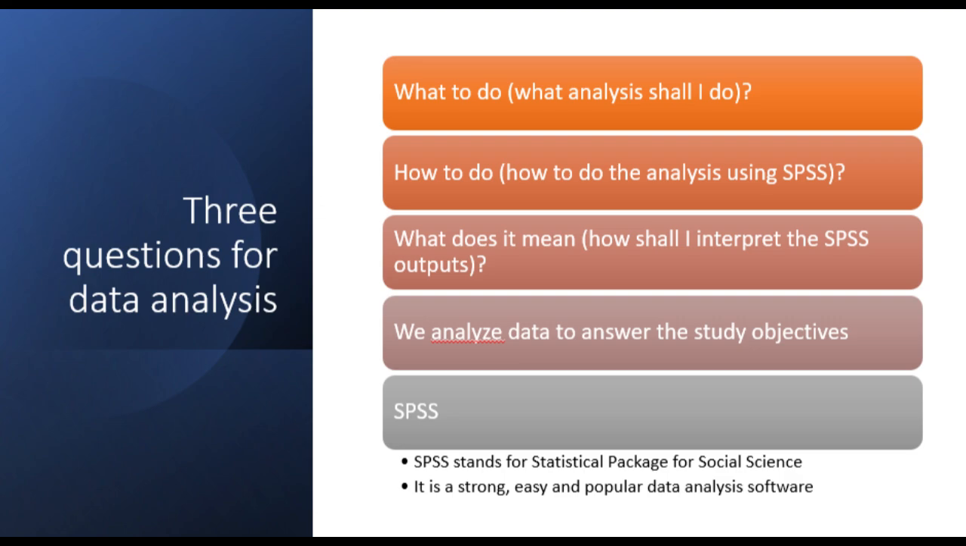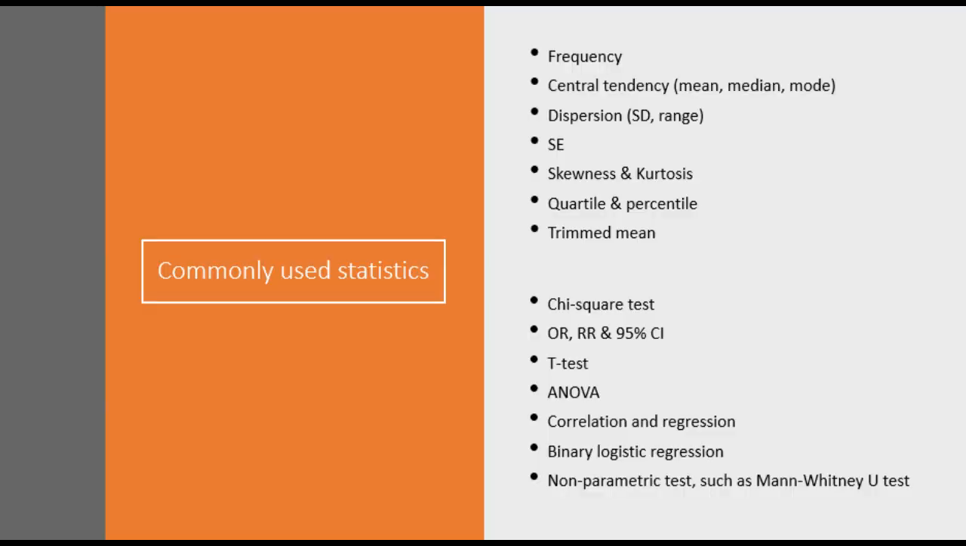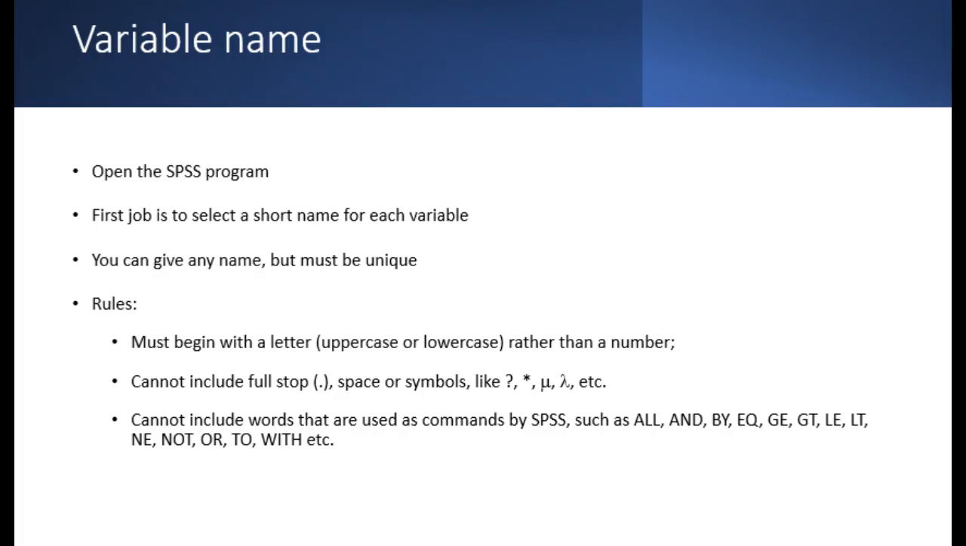SPSS stands for Statistical Package for Social Science. It is a strong, easy, and popular data analysis software. Commonly used statistics: frequency, central tendency (mean, median, mode), dispersion (standard deviation, range), SE, skewness, kurtosis, quartile, percentile, trimmed mean, chi-square test, OR, RR, and 95% CI, t-test, ANOVA, correlation and regression, binary logistic regression, non-parametric tests such as the Mann-Whitney U test.